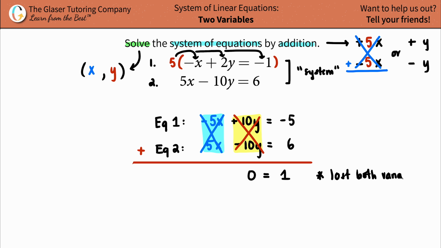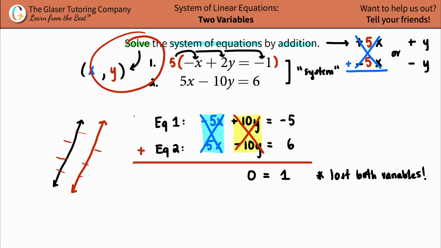So that leads us to two answers. We either have the same exact line or we have parallel lines. If we have the same exact lines, that means that the red line that I'm going to draw is right on top of the other line. And that means that literally every point is a solution. But now, if I have parallel lines and they run together, they're never going to touch. So they have no solutions.